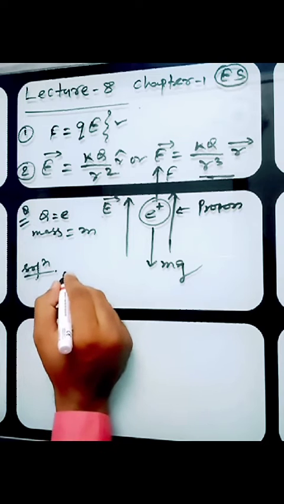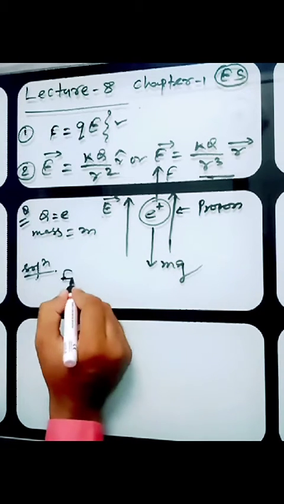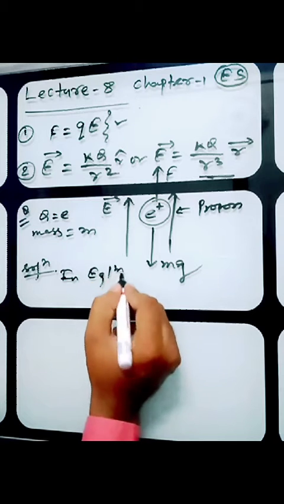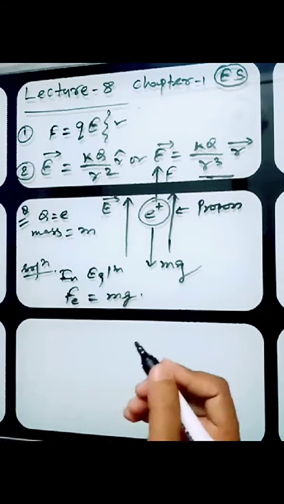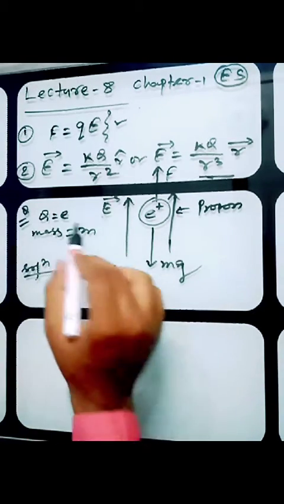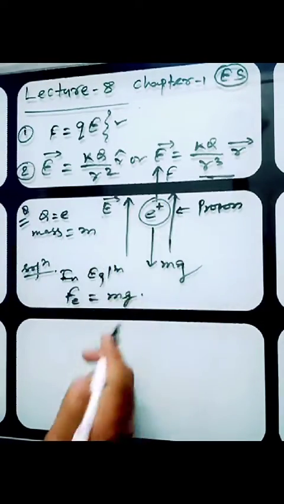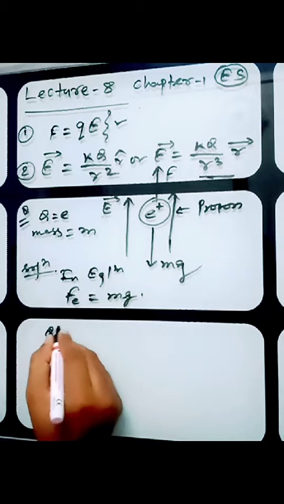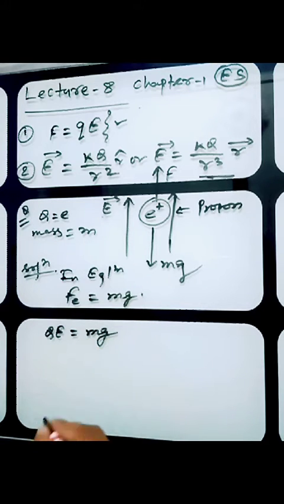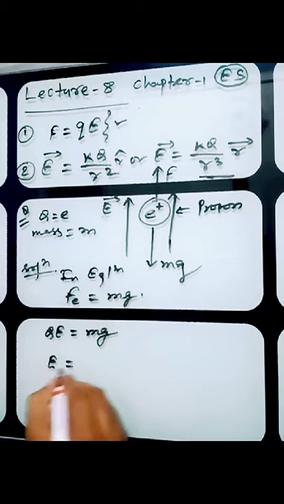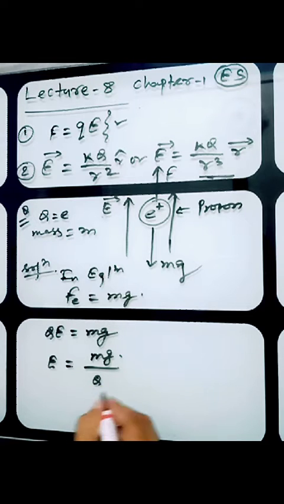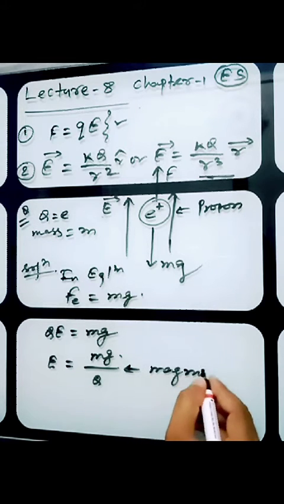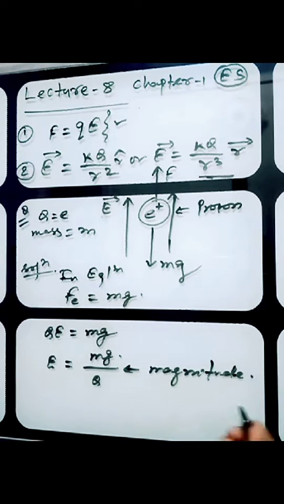So since it is balanced in equilibrium, we can write the electrostatic force is equal to mg. The question was to find the strength of electric field. Of course, if this charge is q and it is placed in electric field E, then electrostatic force will be q times E, and it is equal to mg. So the strength of electric field is mg divided by q. This is the magnitude, and the direction you got is upward.